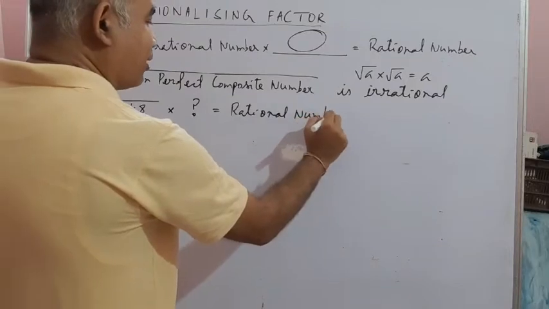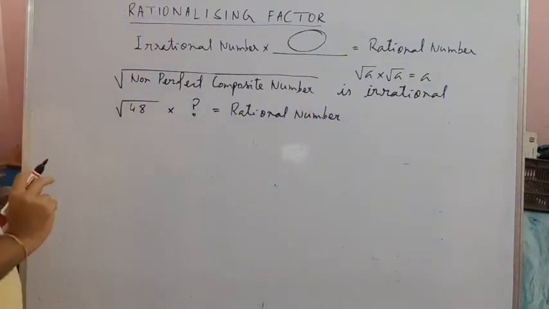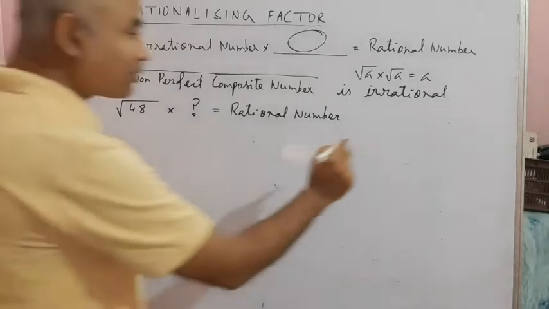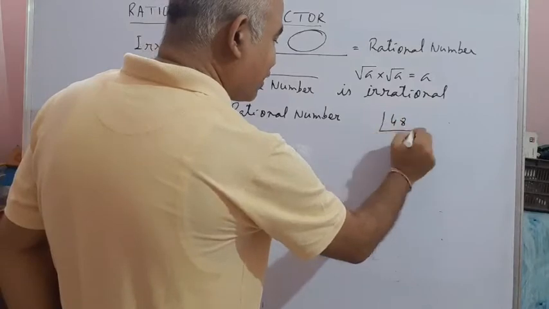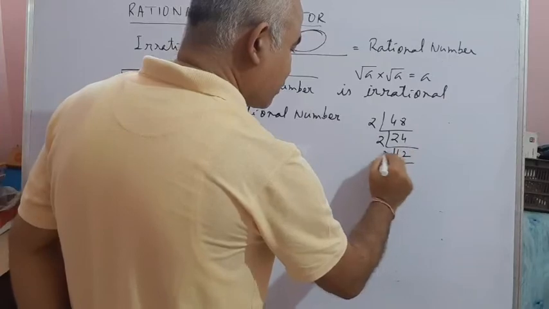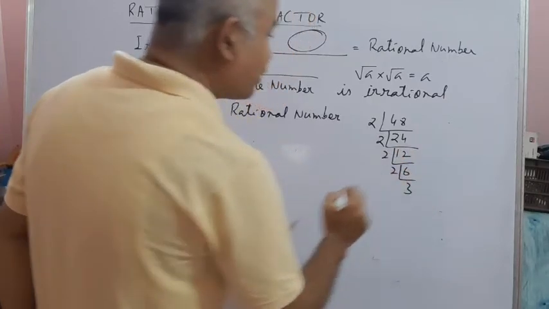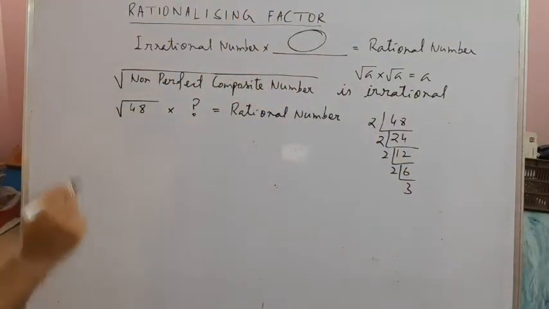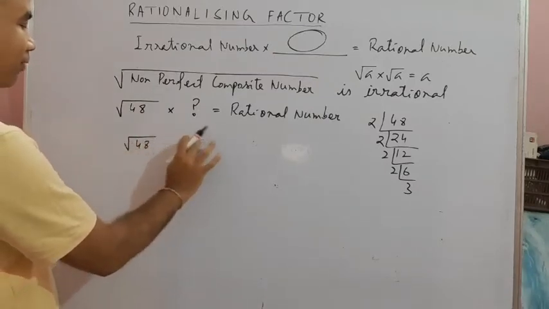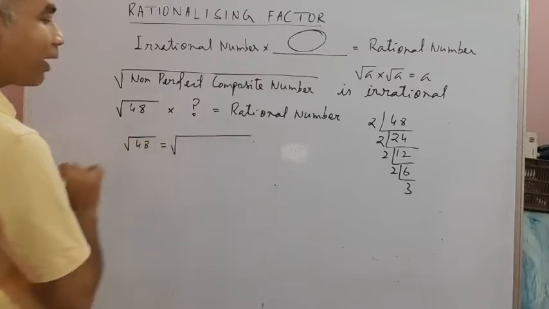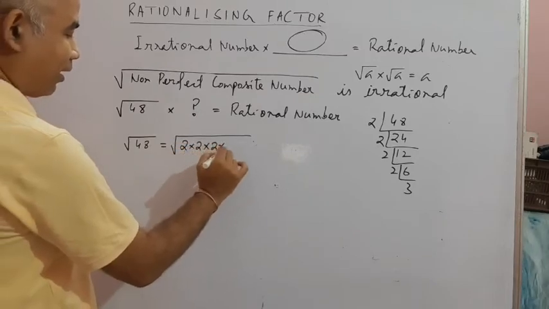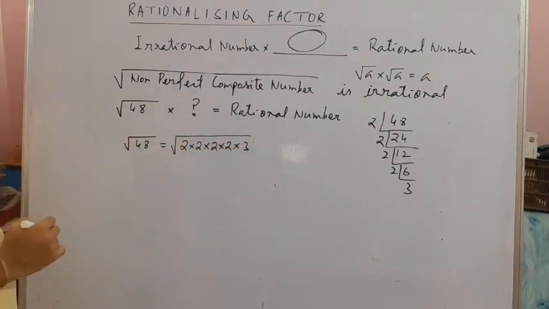In that case, first of all we have to do the prime factorization of 48. All of you know the process, but let me recall it again. This is the prime factorization of 48. So when I try to find the square root of 48 by the prime factorization method, I think all of you know we have to write it like that.